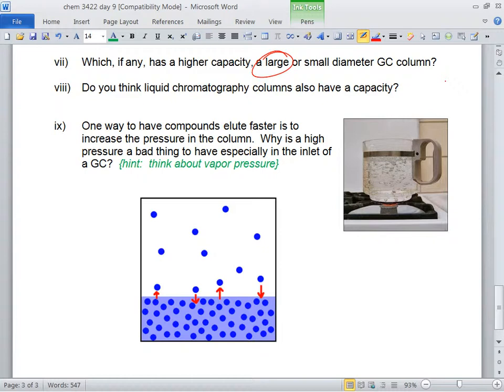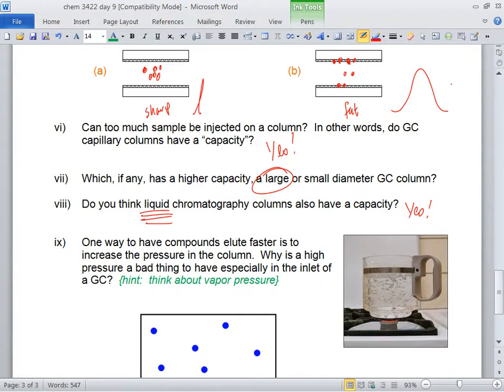Do you think liquid chromatography columns, Alyssa, also have a capacity? Yeah, because it's a physical restriction. I mean, there's only so much stationary phase. So yeah. Was number 6 yes also? Yes. So if they have a capacity, then yeah, you could inject too much.